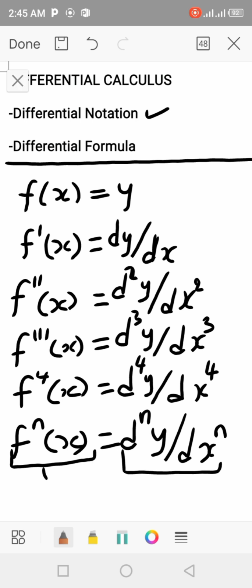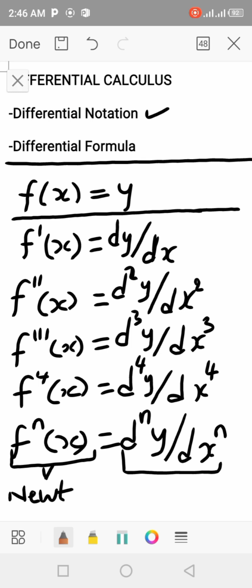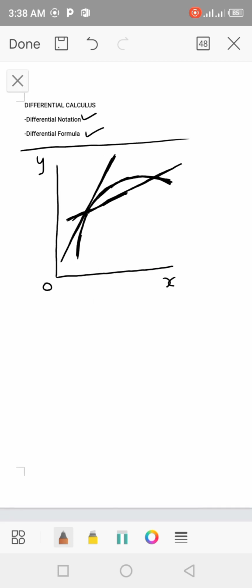So when differential is expressed this way, you are dealing with the Newton's formula. And when it is expressed this way, you are dealing with the Leibniz formula. But they mean the same thing. They are referring to differentiation. Having discussed the differential notation, we shall turn to differential formula.